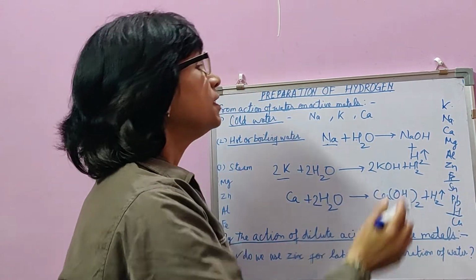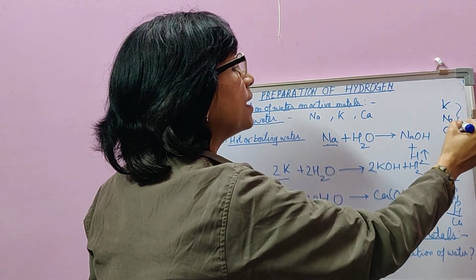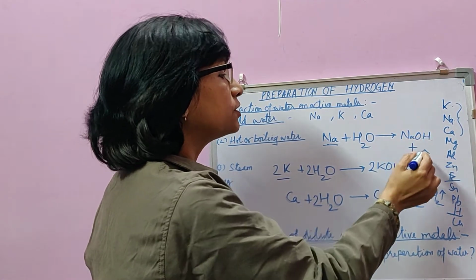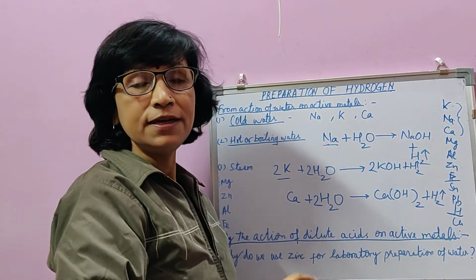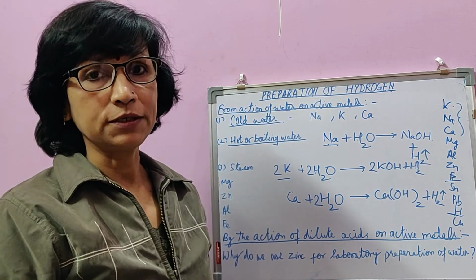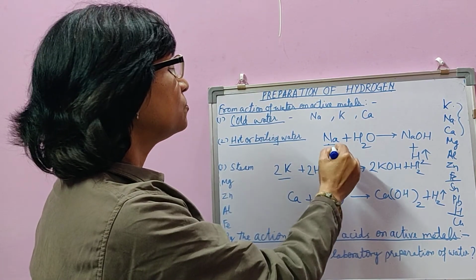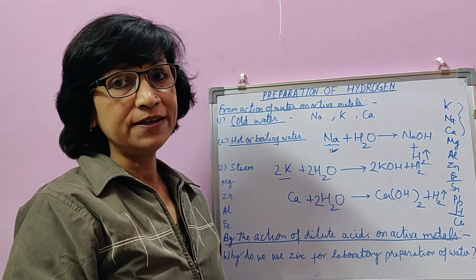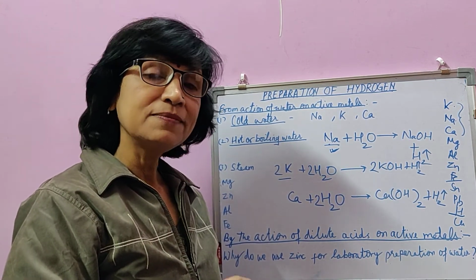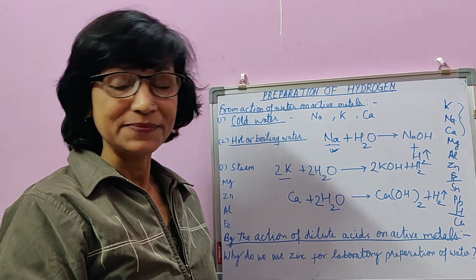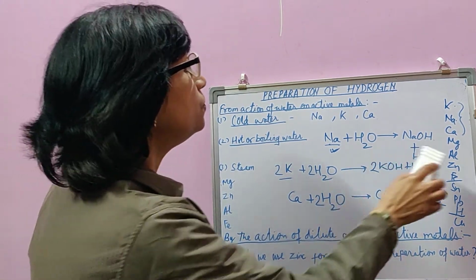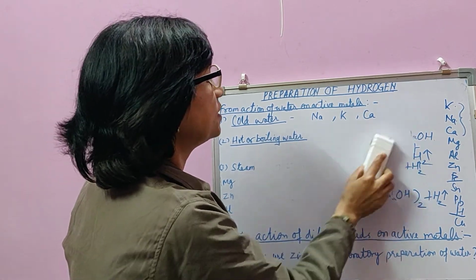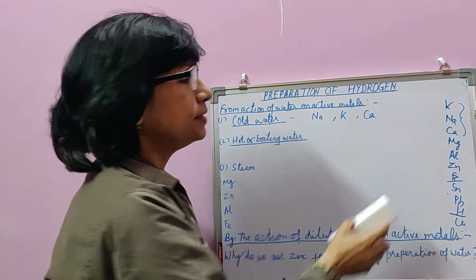The summary is that the most active metals like sodium, potassium and calcium react with water to form their hydroxide, and hydrogen evolves in this process. The reaction of water and sodium you have seen in the lab as well, and you have seen how exothermic and vigorous the reaction of sodium with water is. Then we come to comparatively less active metals. So what are the comparatively less active metals?